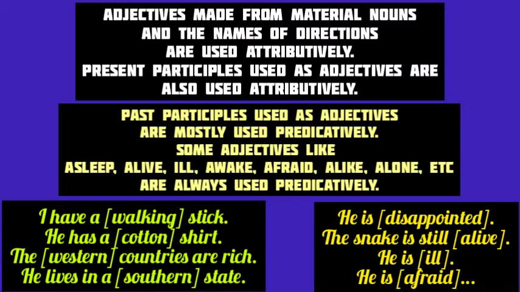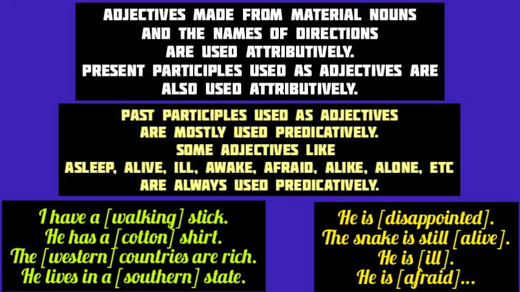But remember, when past participles are used as adjectives, they are mostly used predicatively. For example, in the sentence, "He is disappointed," the past participle disappointed has come after the pronoun he to describe it. The past participle disappointed is the subjective complement of the sentence here. It's a part of the predicate, so it's a predicative adjective. Moreover, some special qualitative adjectives such as asleep, alive, ill, awake, afraid, alike, alone, etc. are always used predicatively.